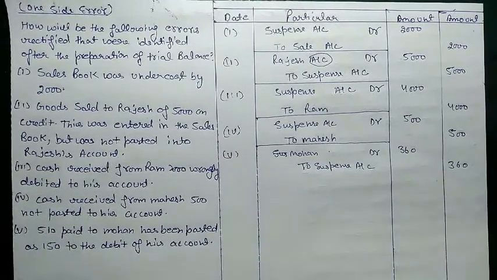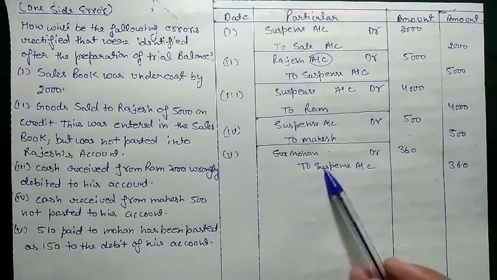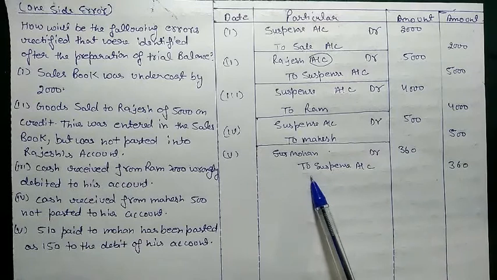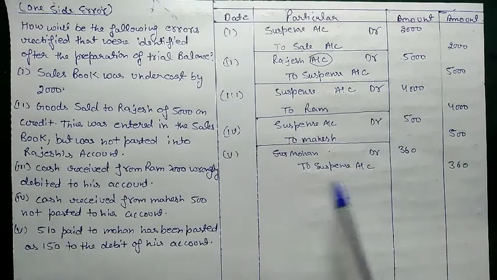What we did: when we paid Mohan 510, we needed to debit his account by 510, because the entry is Mohan to cash. But instead of posting 510 in his account, we posted only 150 rupees. So there is a shortfall of 360 rupees on the debit side of Mohan. So we put it under the suspense account, Mohan debited to suspense, because we would not use the cash account here. We already have posted the correct amount in the cash account.